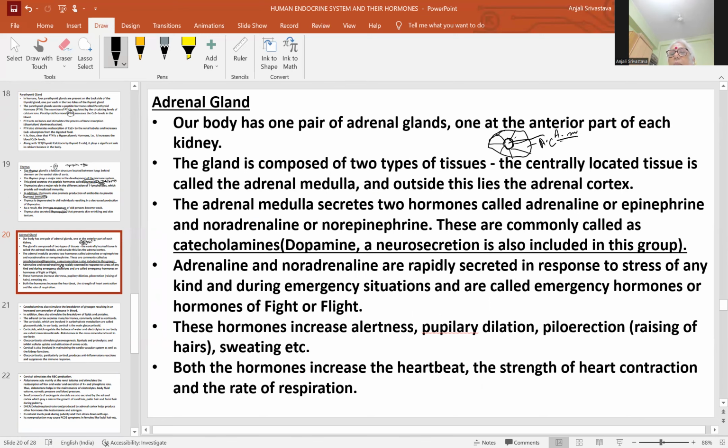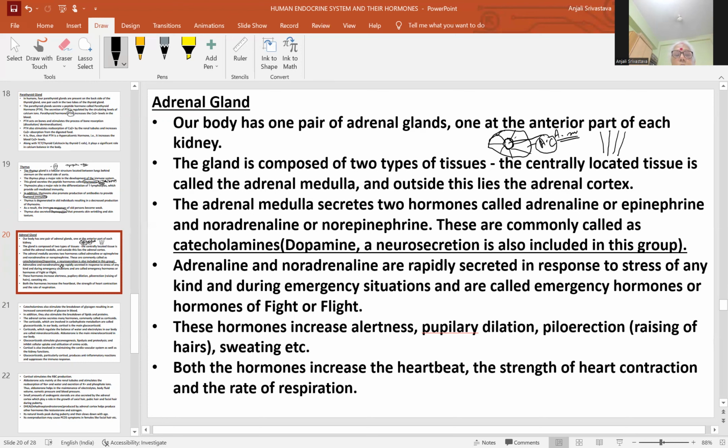The medullary region is comparatively connective, formed of loose connective tissue. And the cortical region comprises, if you look at its histological cross section, columns formed in this way. Cells are arranged in columns, and these cells contain mainly two types. So tissues are there: adrenal cortex and adrenal medulla.